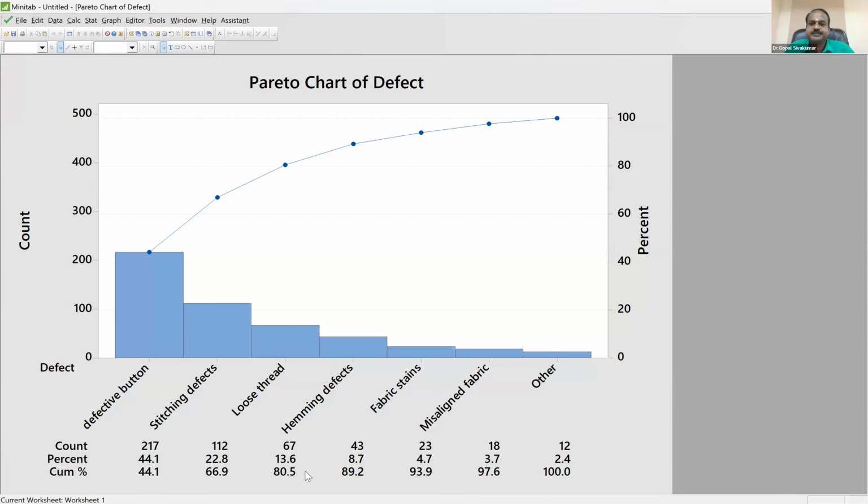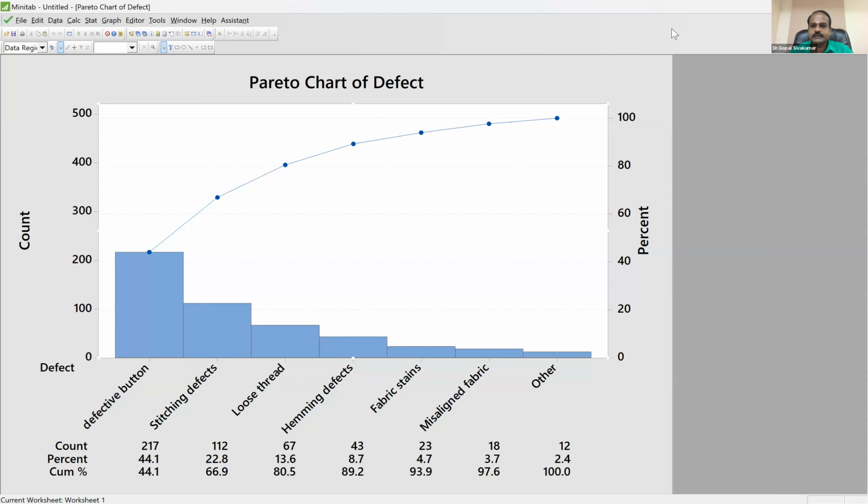Can you understand, all of you? Yes, sir. So if I take actions on these 3 defects, I can eliminate 80% of the customer complaints easily. Or I can save my cost of poor quality. 80% of the cost of poor quality I can save just by working on these 3 problems. Clear? This is how Pareto can help you.